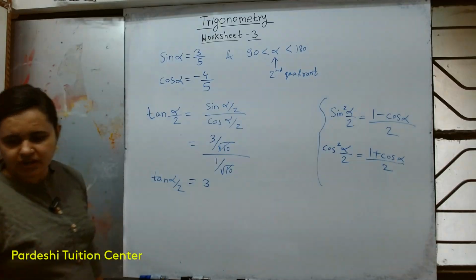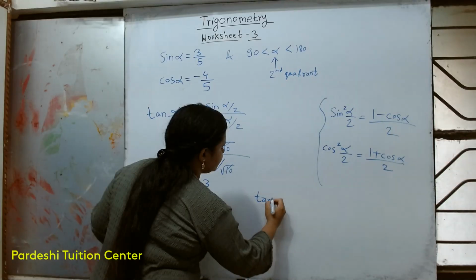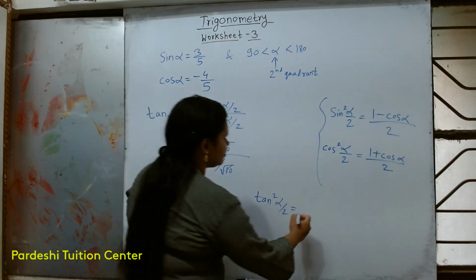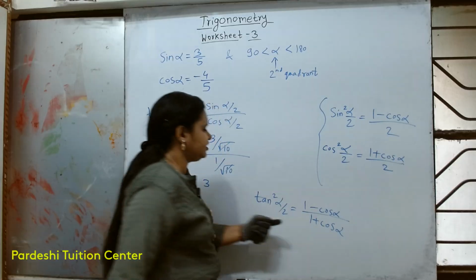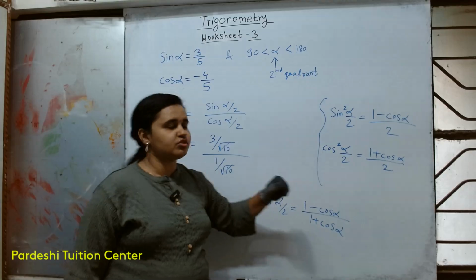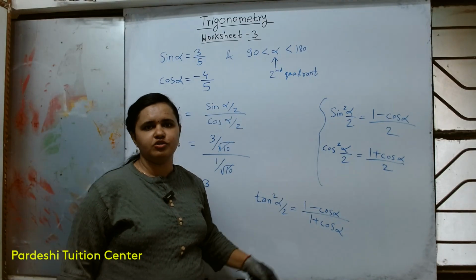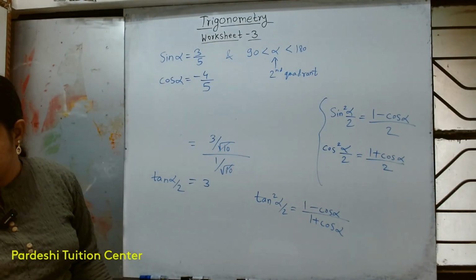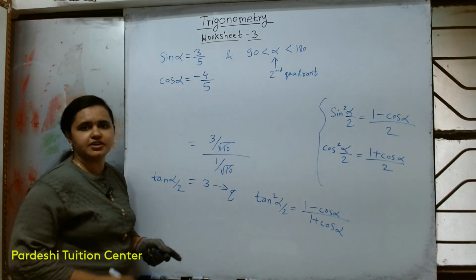Now it can be solved by another method also. The formula for tan square alpha by 2 is (1 minus cos alpha) upon (1 plus cos alpha). You can also solve by this method, tan square alpha by 2 equals (1 minus cos alpha) upon (1 plus cos alpha), and put in the value of cos alpha here. So tan alpha by 2 is 3, that is option Q. Tan alpha by 2 equals 3 is option Q.